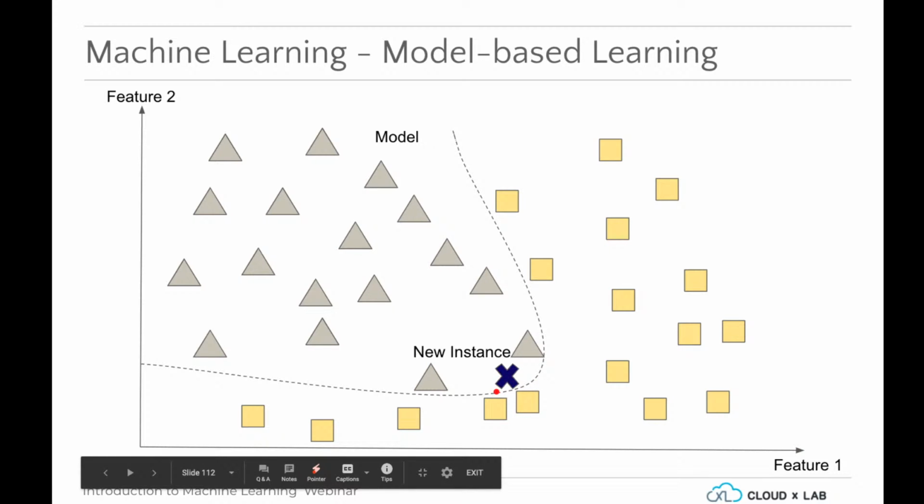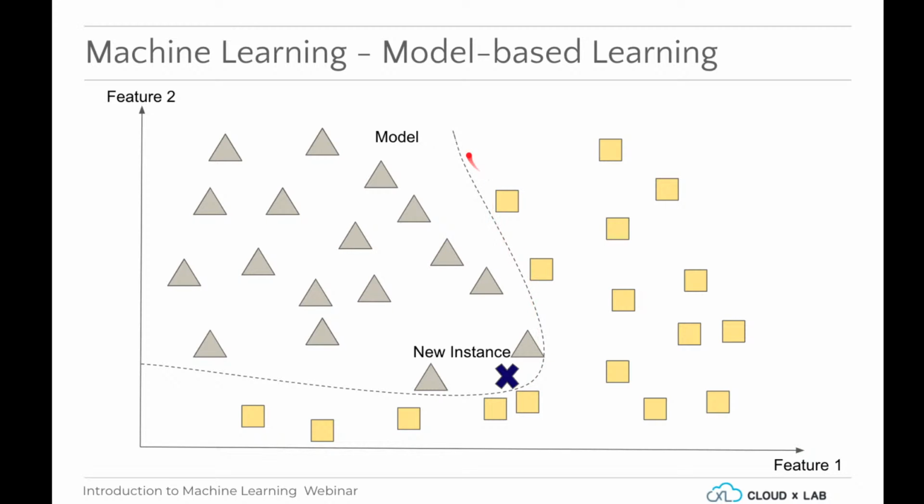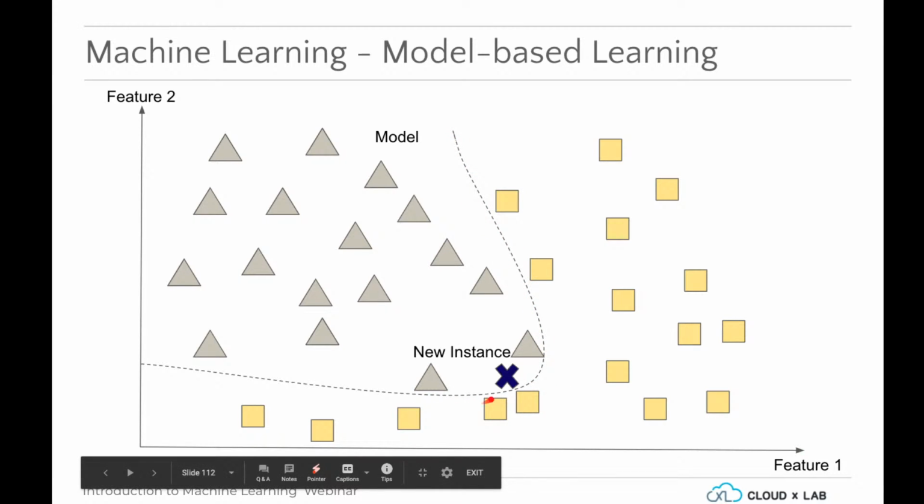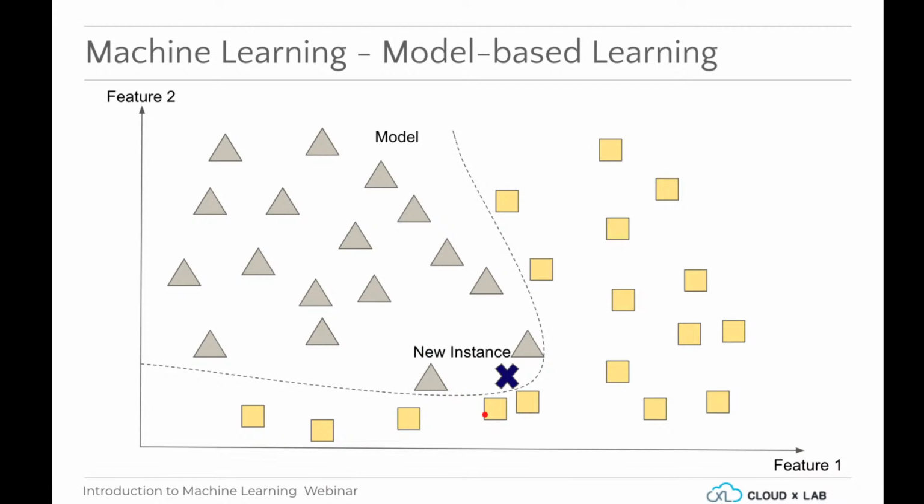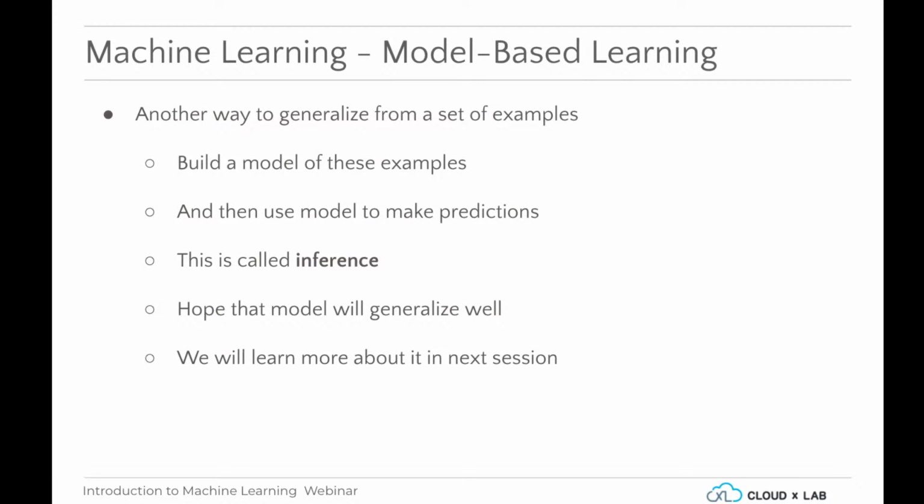If I've got a new X here, a normal instance based mechanism would say that this X is closest to two squares here and close to one triangle, so it would say this is a rectangle. But in the model based method, I'm going to build a boundary, and if the new instance X lies on this side of the boundary, it's a triangle and not a rectangle. That's how model based learning and instance based learning are different. Right now most people use model based learners because they're more generalized and more robust.